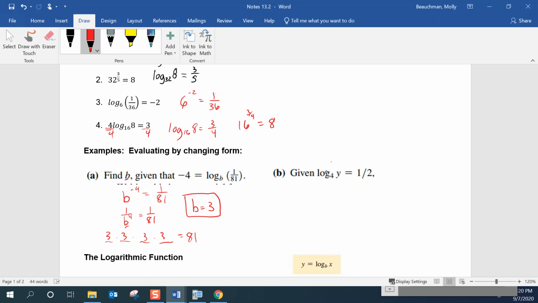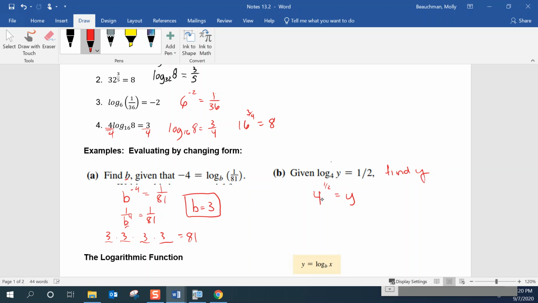Next, given log base 4 of y is equal to 1/2, we want to find y. And again, it will help to put this in exponential form. 4 to some power 1/2 is equal to y. So we have 4 to the power of 1/2. So you can use your calculator for this.